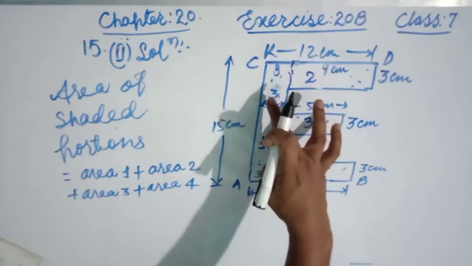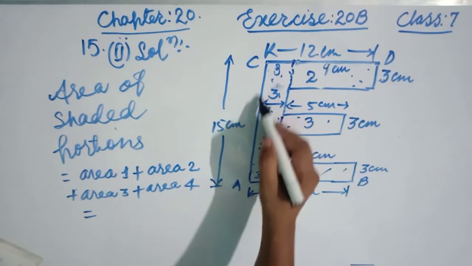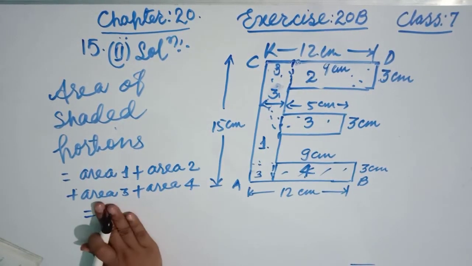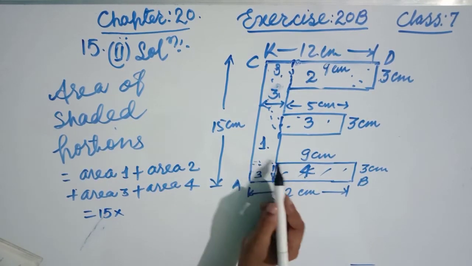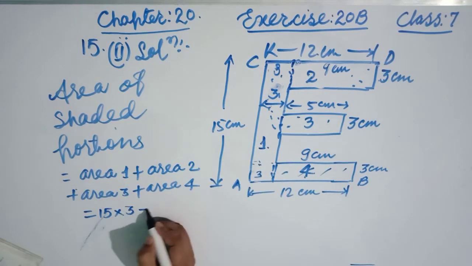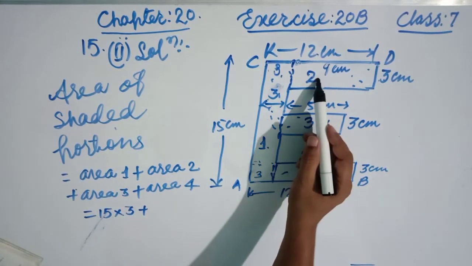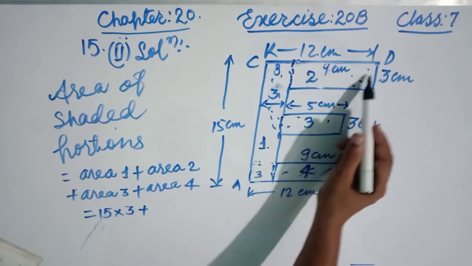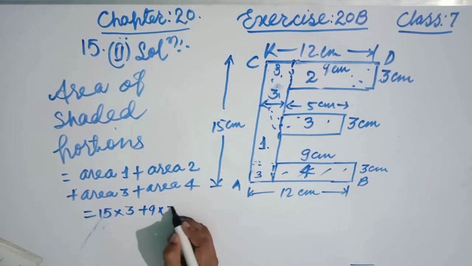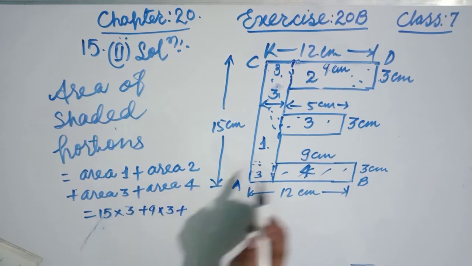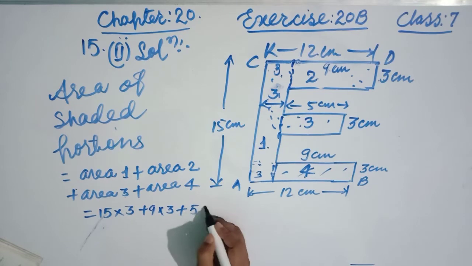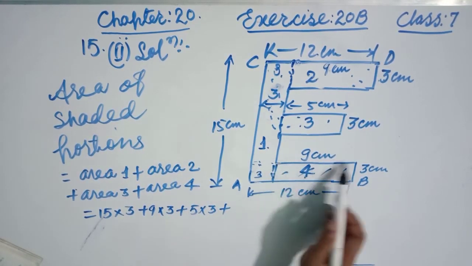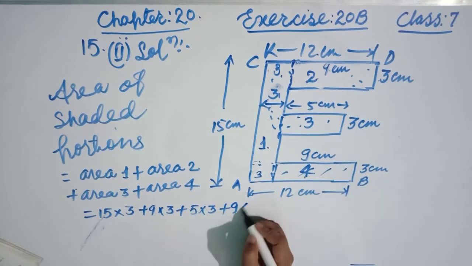Now friends, first look at the first: length into breadth. Length is 15, breadth is 3 centimeter, plus area of the second. Here the length is 9 centimeter and breadth is 3, so 9 multiplied by 3, plus area of the third. Friends, this is length 5 and breadth 3, 5 multiplied by 3. Now friends, area number 4, this length is 9 and breadth is 3.